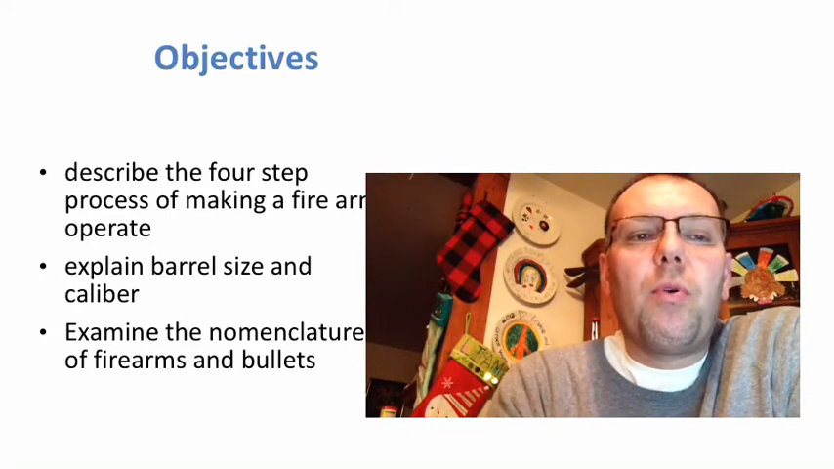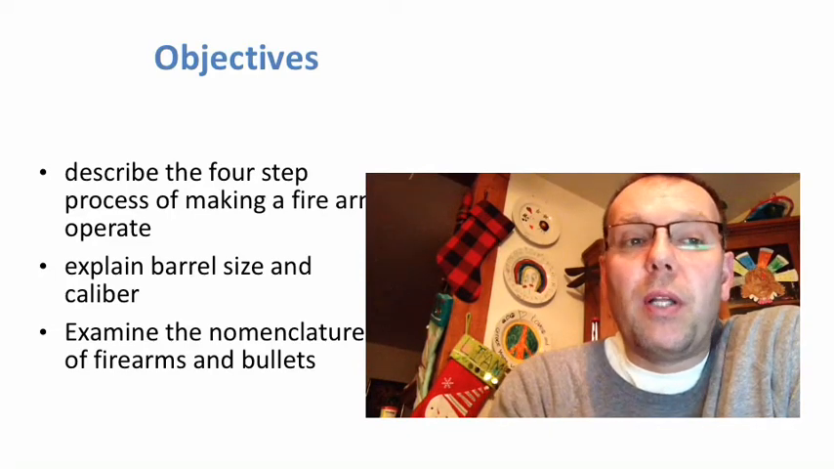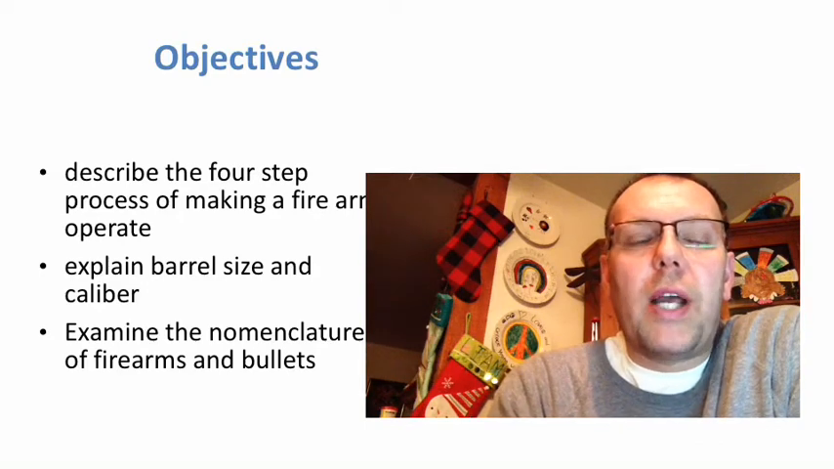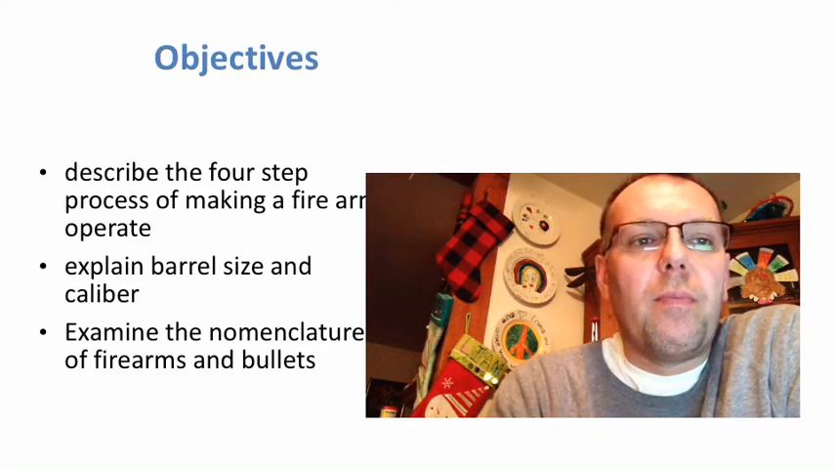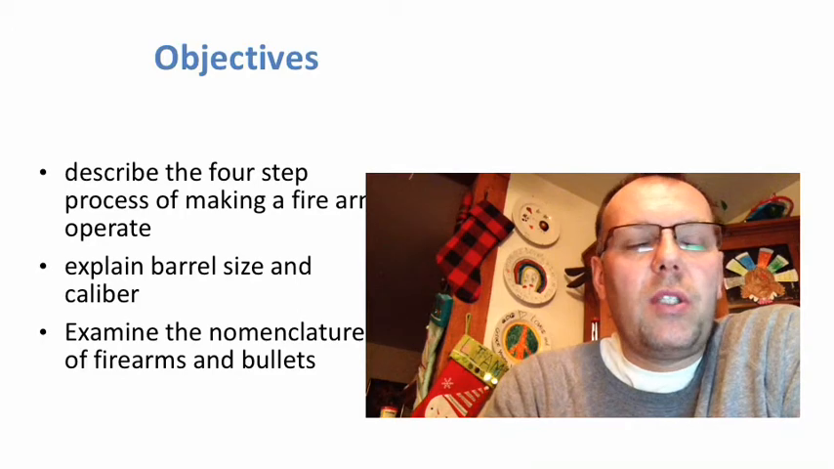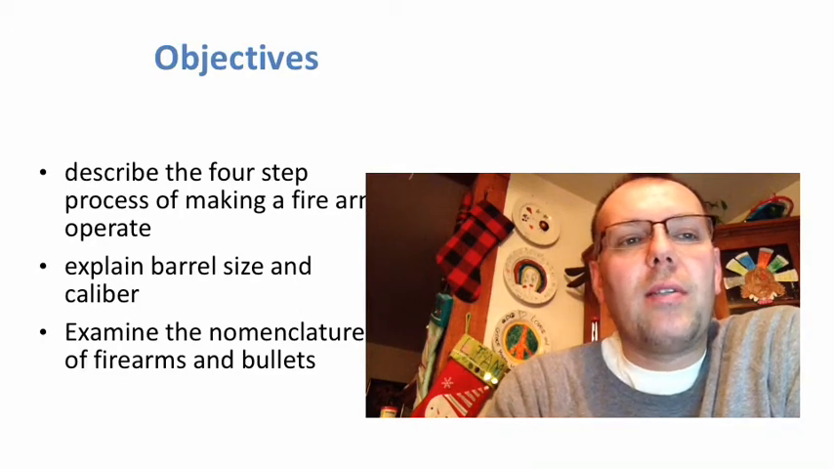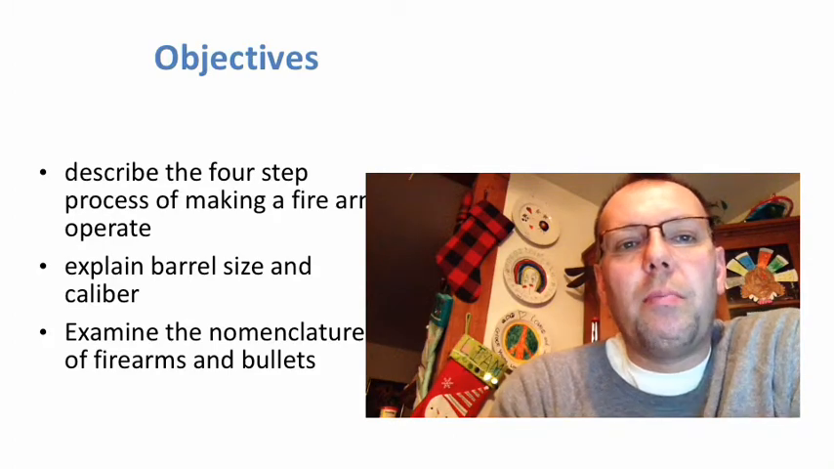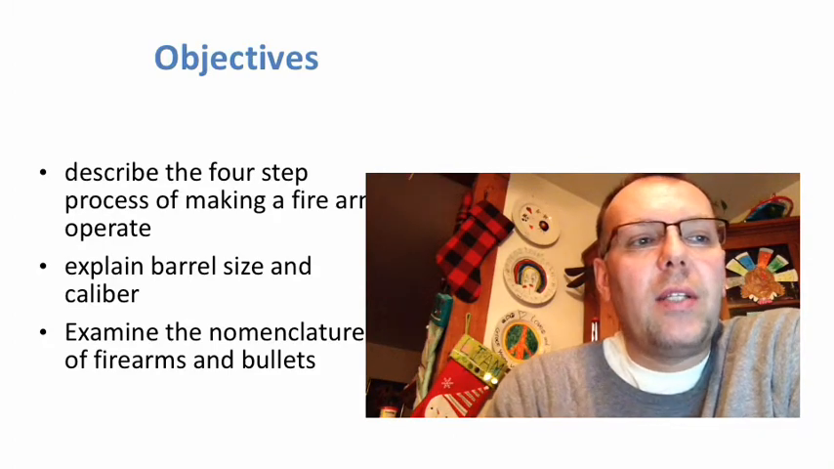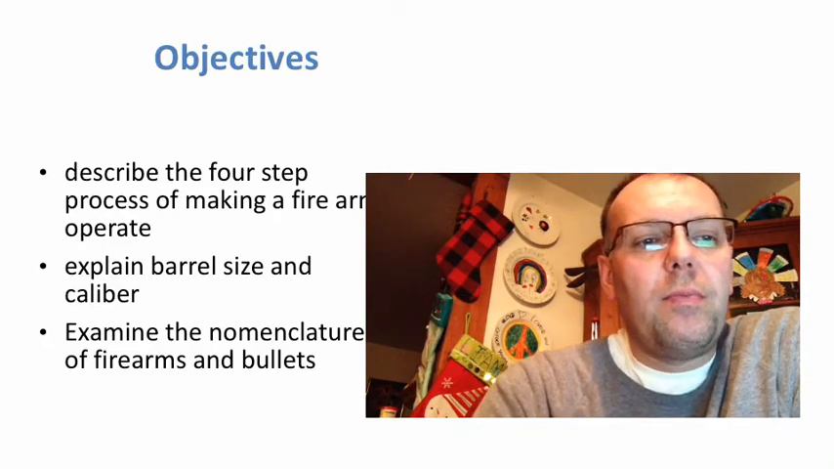So talking about that, we're also going to go over the nomenclature of the bullet itself, which will lead us into discovering what kind of caliber a bullet may be. Also, that will relate to the size of the barrel as well. One of the things that we definitely need to cover is the whole process, and I've broken it down to a 4-step process for what makes the bullet actually travel and go out the end of the barrel.